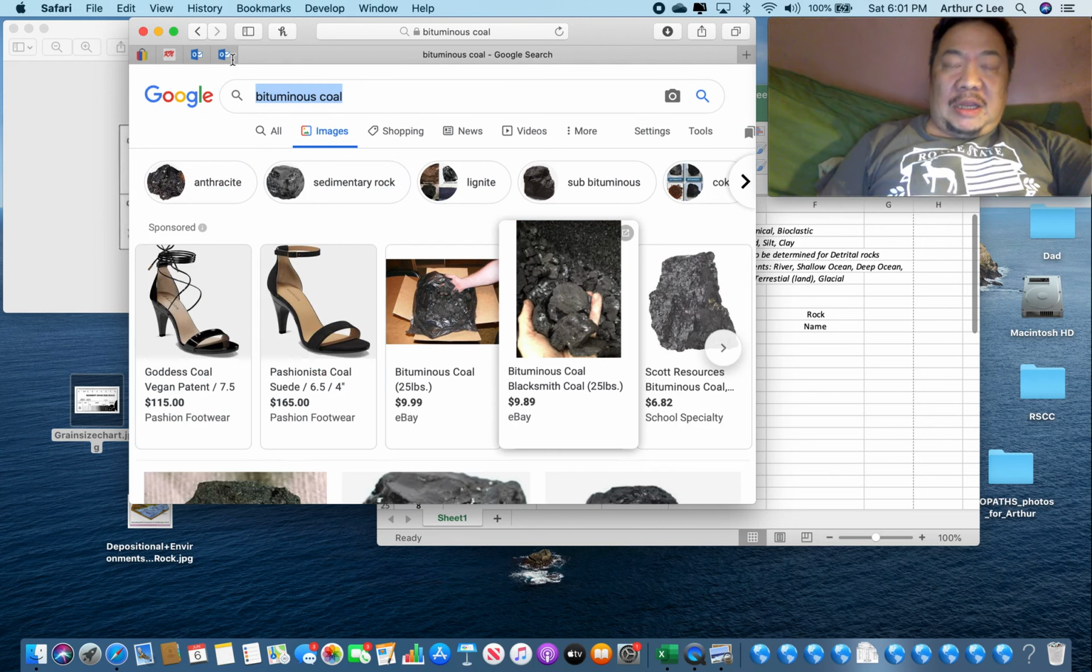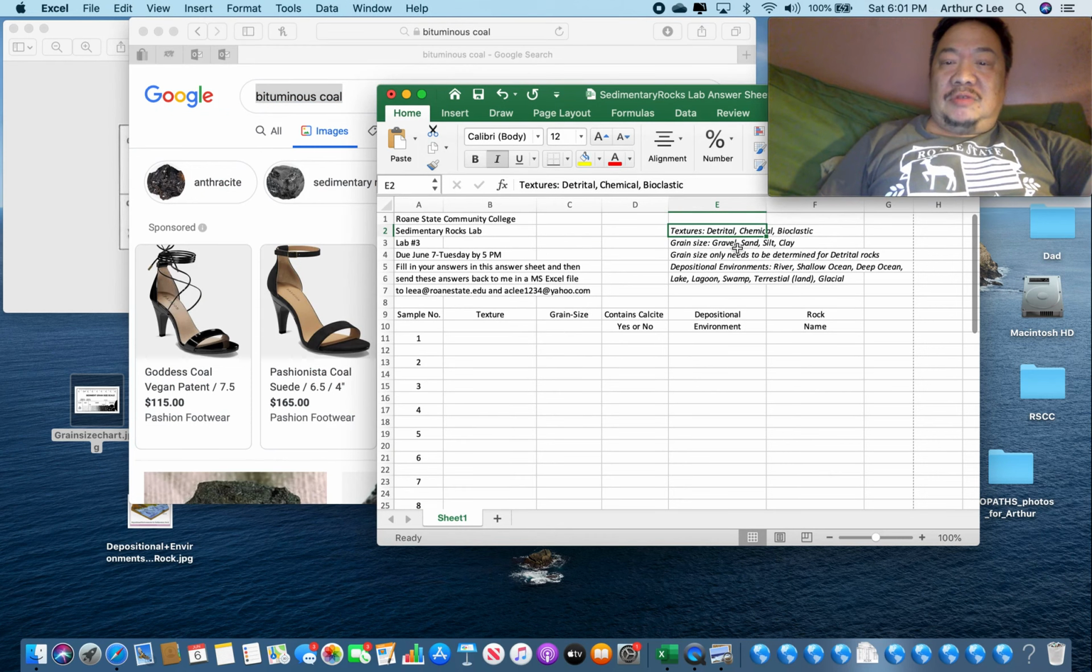A chemical sedimentary rock. So here's your three textures: detrital, chemical, and bioclastic. If you can't see any evidence of life in the rock, and it's not made of gravel, sand, silt, or clay, then it is a chemical sedimentary rock.